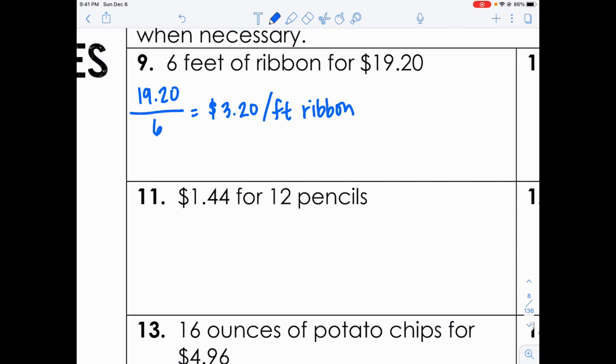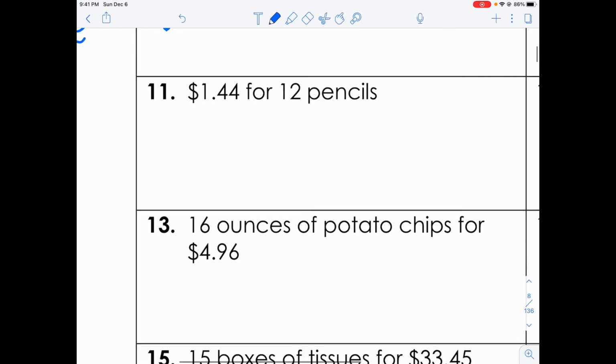All right, looking at number 11. $1.44 for 12 pencils, so $1.44 is going to go on top over 12 pencils. Putting that in a calculator and doing the division, I get that it is going to cost me 12 cents per pencil. And the nice thing about this is when you're writing your labels, the money sign always goes up top. So that's a quick jot. And then per whatever it was.